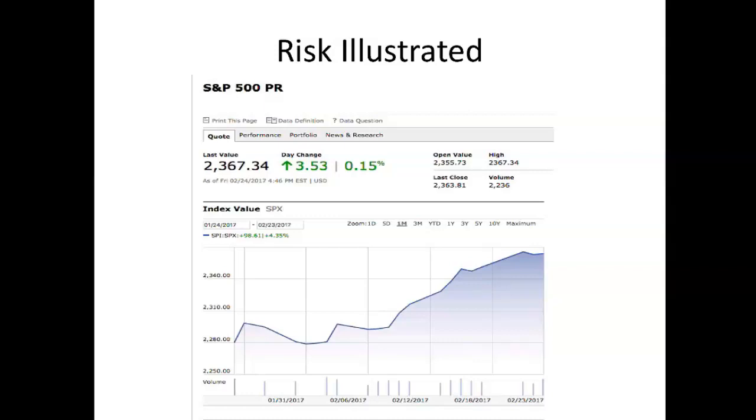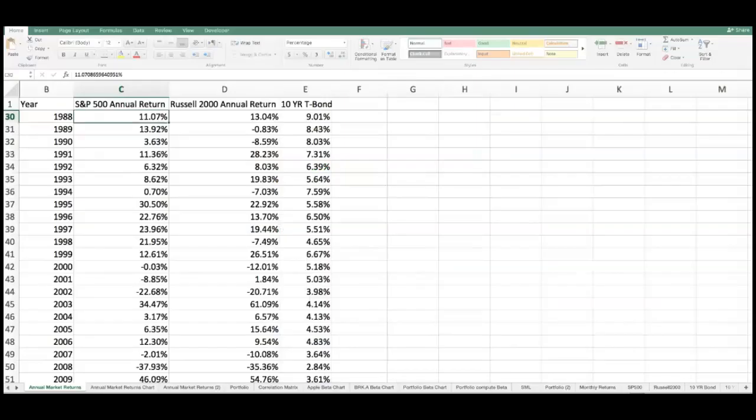Now that we have defined risk, let's look at how to measure risk, and we're going to do that by looking at risk in the market. In this spreadsheet, I've gathered information about monthly returns on many securities, individual stocks, the S&P 500 index, the Russell 2000 index, and 10-year treasuries. I've downloaded all these. This spreadsheet is quite large. It's got a lot of numbers in it.